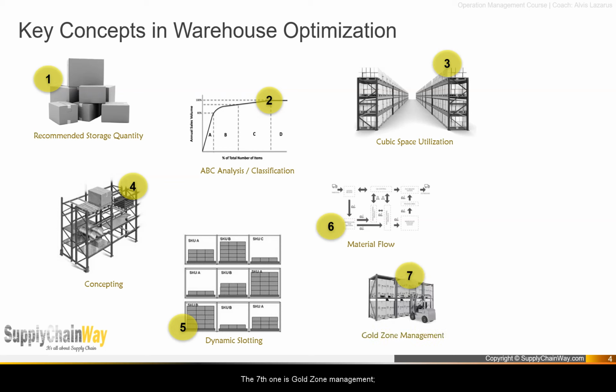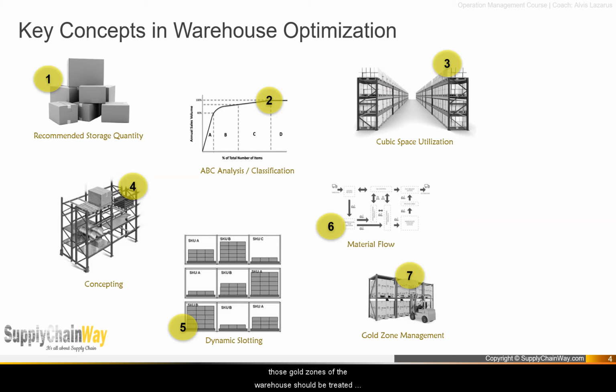The seventh one is goal zone management. Let me first explain the goal zone. There are so many definitions available on the internet, but my way of defining a goal zone is the zone which is easily accessible to you. Depending on the profile of your warehouse, a few locations will be very easily accessible. The locations which are closer to your dock are easily accessible, and so are the locations on your ground shelves. Considering all these factors, you arrive at all the goal zones of your warehouse.